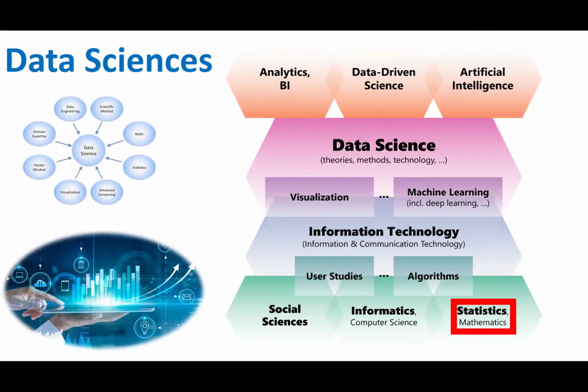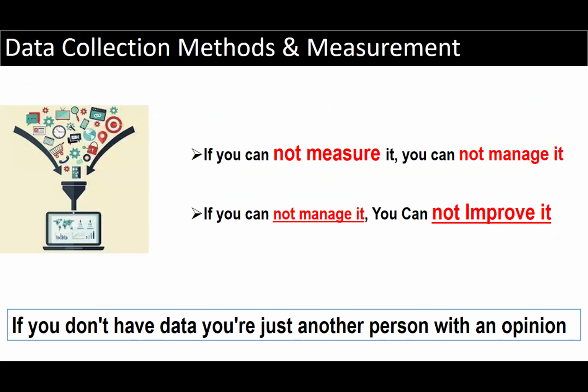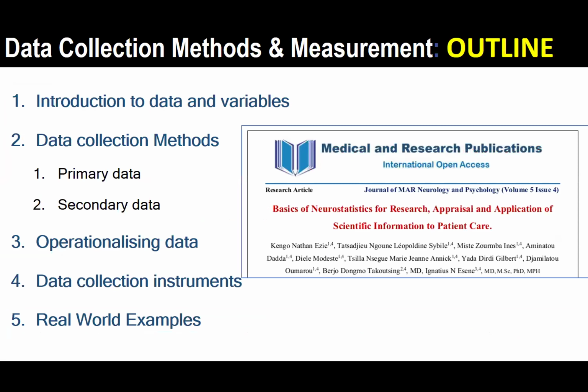This leads us to the topic of statistics. You know, statistics is part of a broader field known as data science. Data science is very wide, involves a lot of other sub-fields, okay? But the field we're going to start focusing on today is that of statistics. Statistics is very important, and data is very important because we always say if you're not able to measure something, then it's difficult for you to manage it. And if you cannot manage it, it's difficult for you to improve on it. And if you don't have data, then all you're saying is just an opinion.